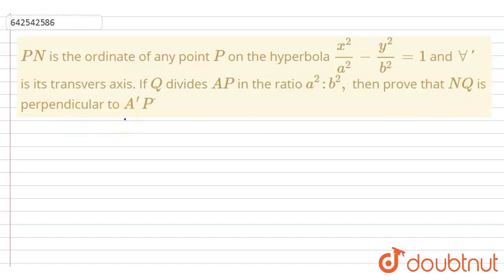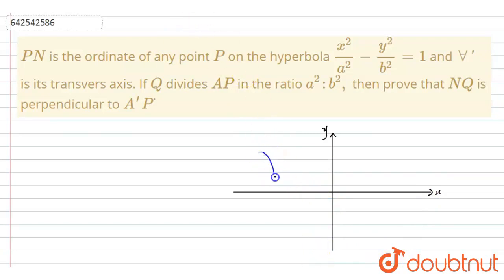Okay students, let's move to the answer. First I am going to draw the diagram here. This is the x-axis and the y-axis.